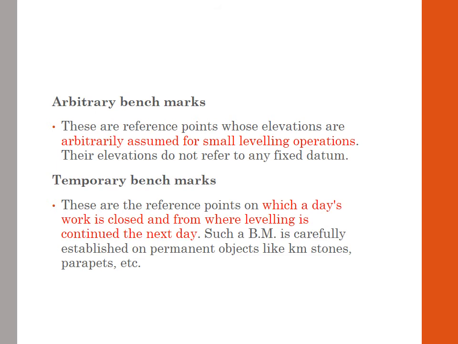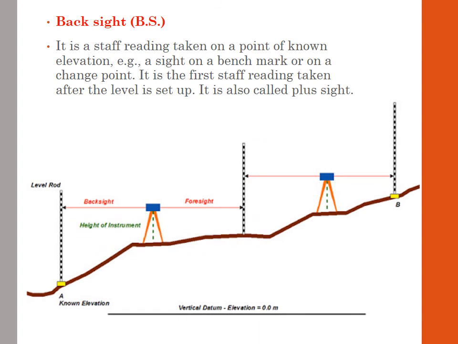The third one is arbitrary benchmarks. Arbitrary means random. So the random benchmarks assumed for small leveling operations are called arbitrary benchmarks. Then the fourth one is temporary benchmarks. Whenever a leveling operation is done, at the end of the day we will have some temporary benchmarks. From those benchmarks we will start the next day's leveling. Those benchmarks are called temporary benchmarks. They may be kilometer stones or any parapet walls.